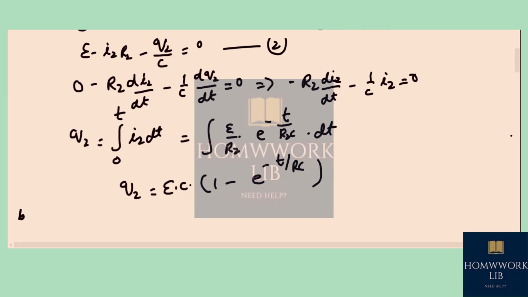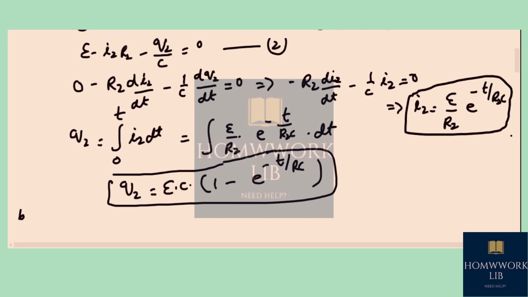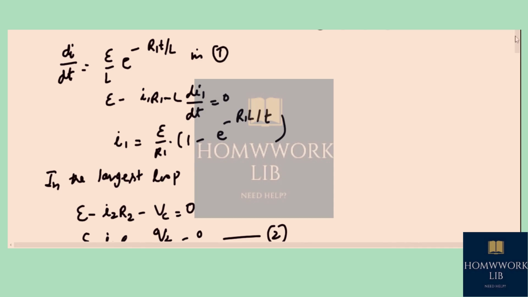In part B, from here I forgot to write this equation: I2 to be EMF upon R2 exponential of minus t upon R2 into C, and this is I1.